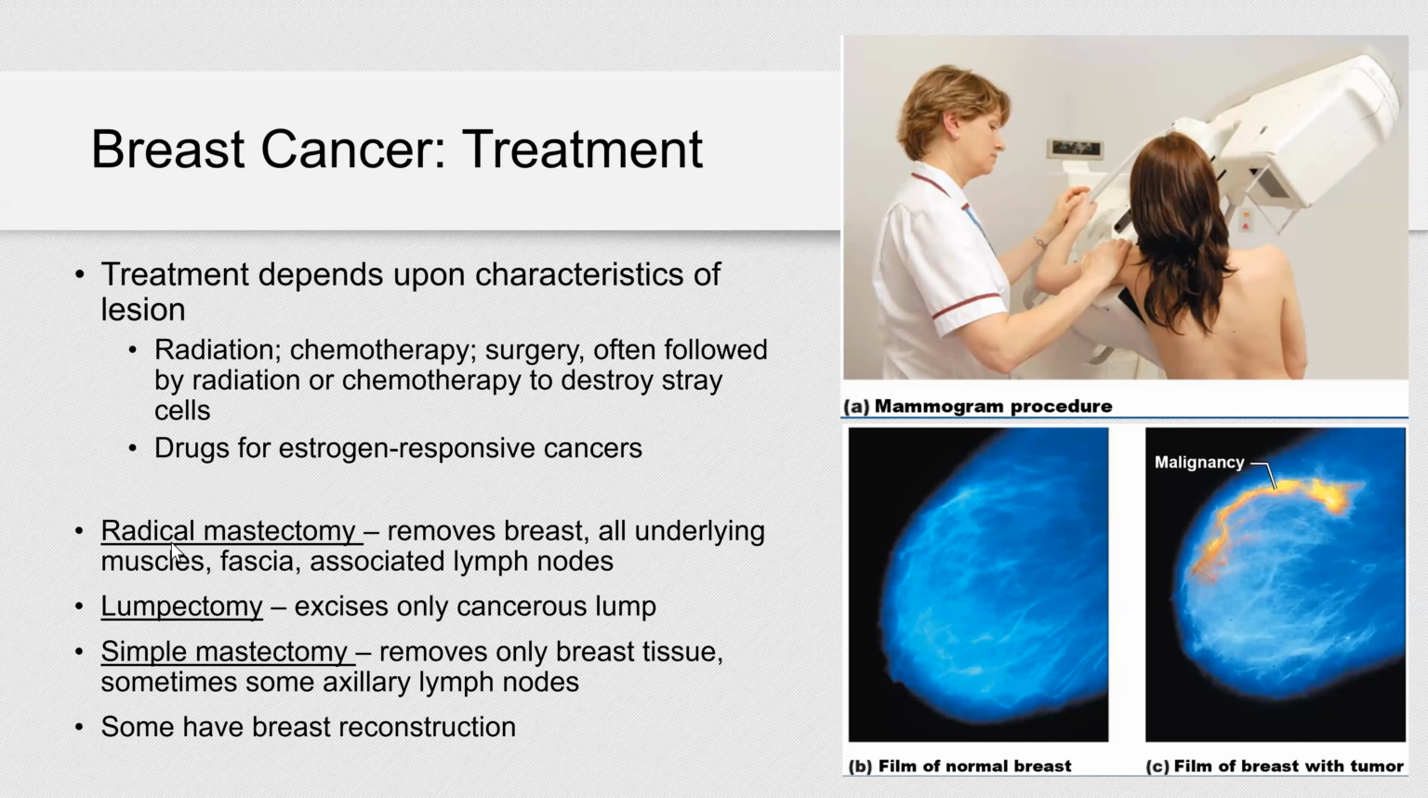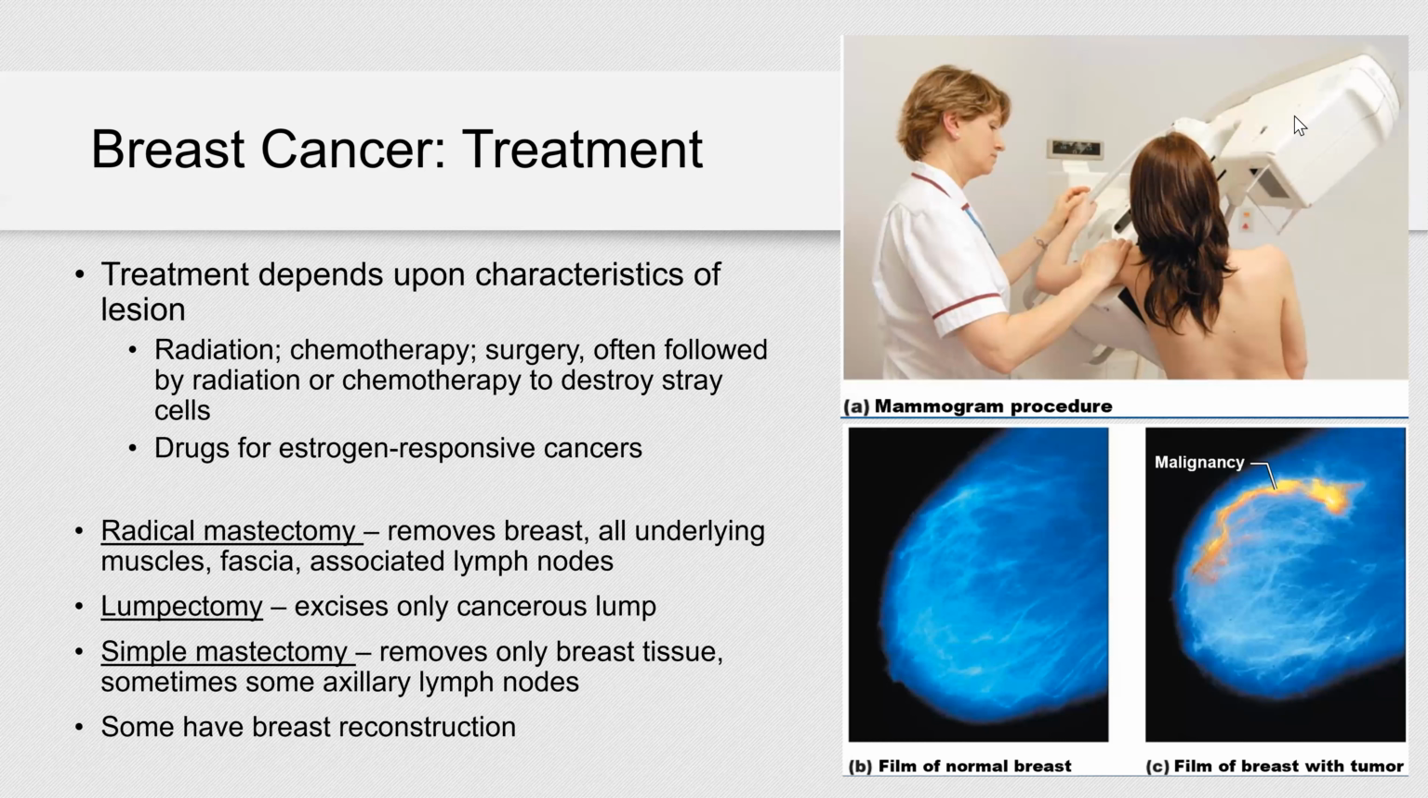Surgery includes radical mastectomy, which is removal of the entire breast, all underlying muscles, fascia, and associated lymph nodes, or simple mastectomy, when we remove only breast tissue, sometimes some axillary lymph nodes, but we can remove, for example, only one breast. In a radical mastectomy, both breasts can be removed, plus some muscle and some fascia. Here, we just remove one breast's tissue and some nodes, or it can be a lumpectomy, when we only remove the cancerous lump. And some females will go through breast reconstruction.